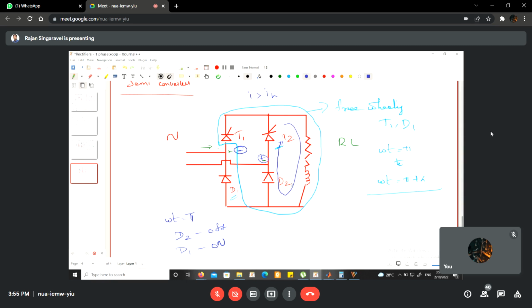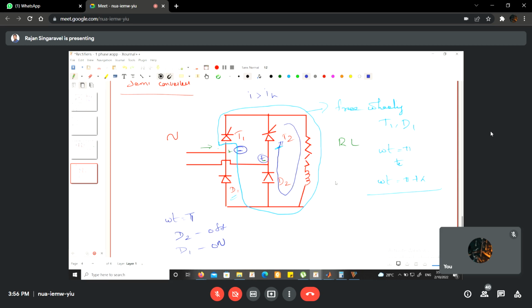And obviously, we should also understand the basics of the inductor. Inductor current cannot be stopped immediately. Even though the voltage becomes negative or zero, we should provide a freewheeling path for the inductor current to flow, and that is provided by different combinations in different situations. First freewheeling path is provided by T1 and D1. Next freewheeling path is provided by T2 and D2, right?